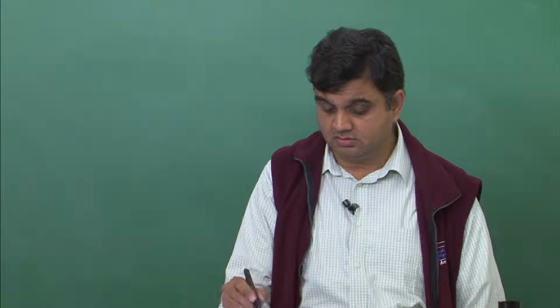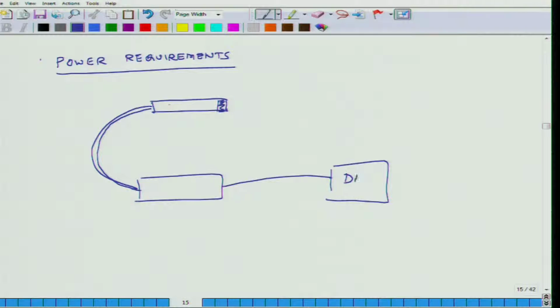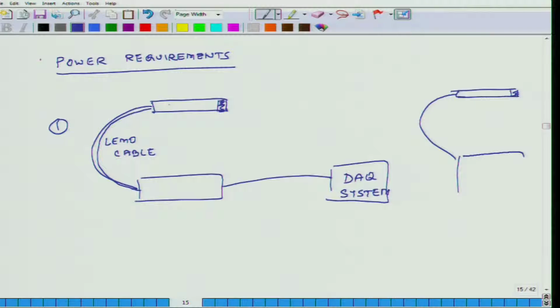There are some microphones where, suppose I have a microphone, the data goes through this cable to some box, and from here it goes to the data acquisition system. This is one configuration, and sometimes it's a LEMO cable. So this is case 1. In case 2, I may connect it directly to my data acquisition system using a BNC connector, using a BNC cable.